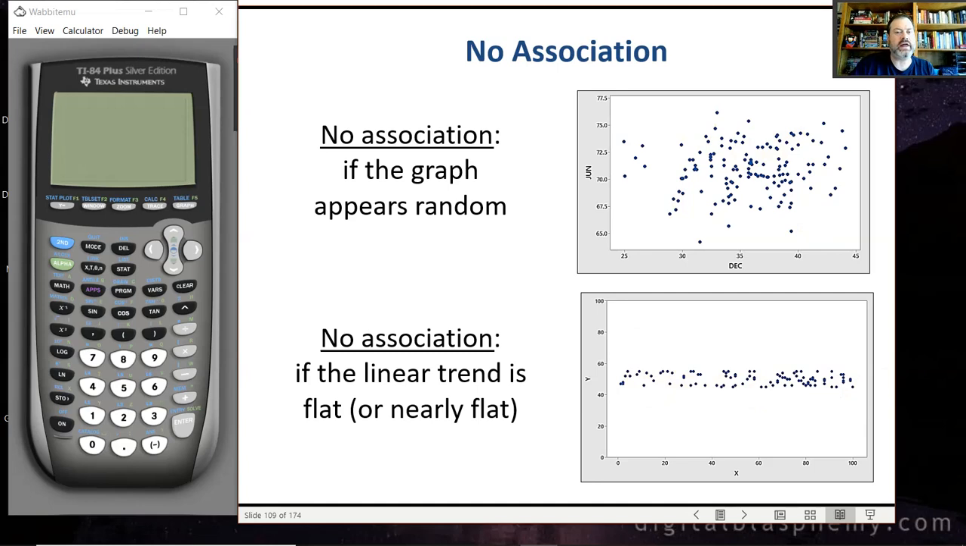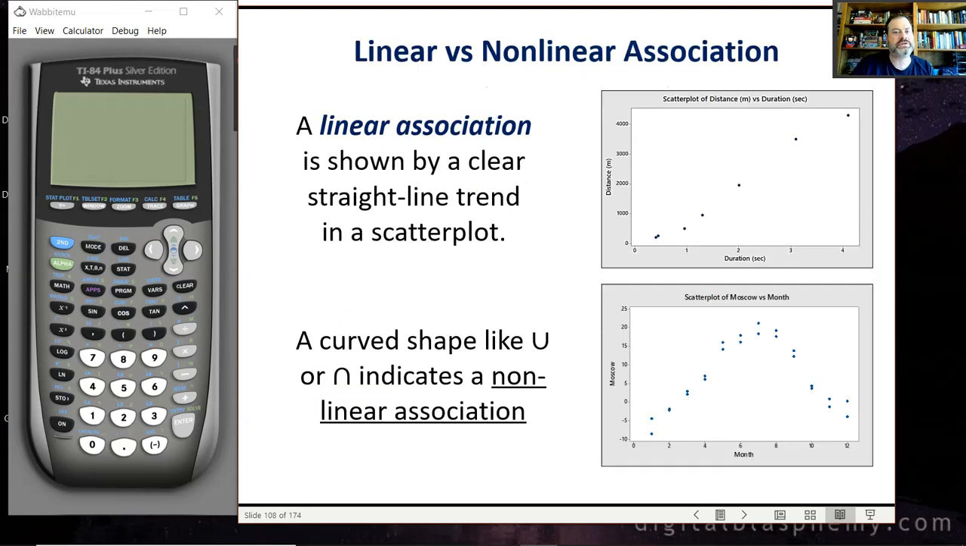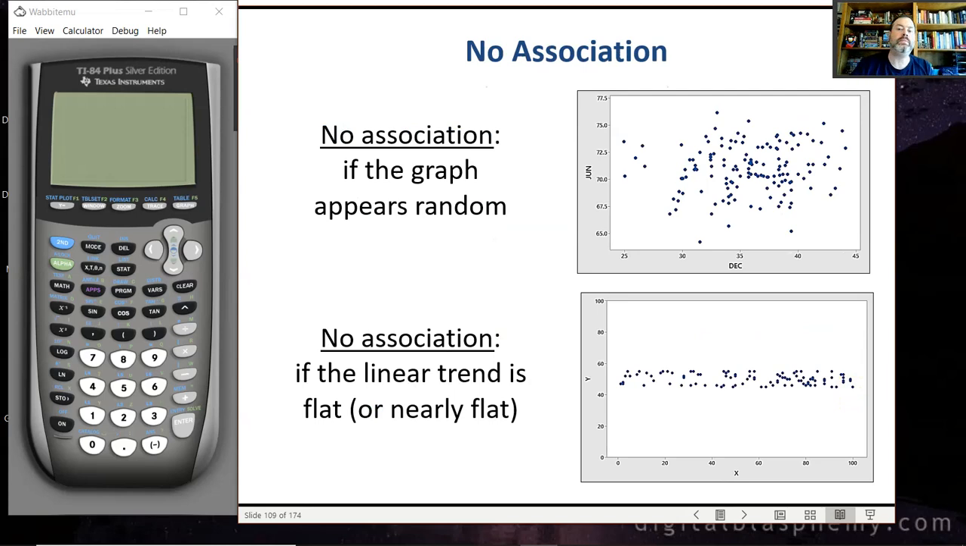So there's kind of a lot going on here because these graphs are so detailed. Again, go back and look at this, right? Linear versus nonlinear. Or is there some other trend or pattern? You just want to describe what you see. Here I see a straight line. Here I see a curved pattern, right? Here I see no pattern at all. This looks totally random. This looks totally horizontal. These are considered no association.